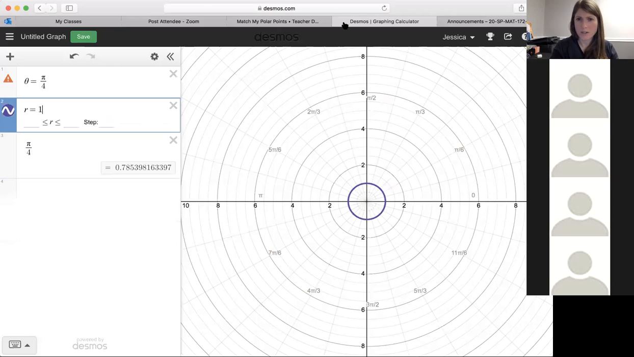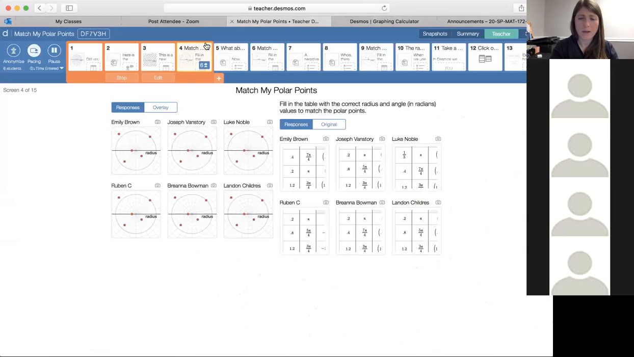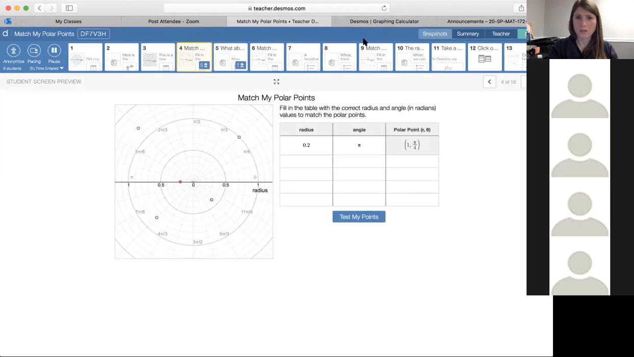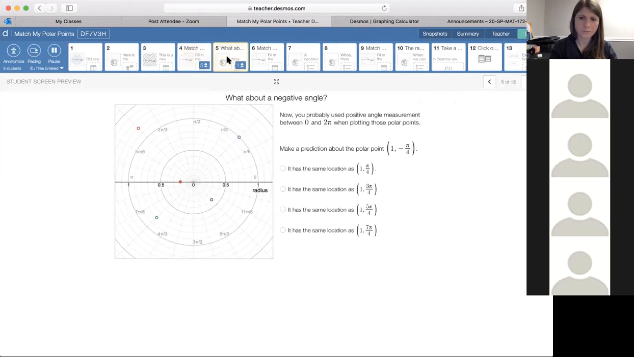So what I want to do is take us back to the match my polar points Desmos activity. If you want to switch back over there, those looked really good, guys. I'm going to stop our pause, and I'm just going to preview a few things that you're going to do in here. So I'm going to switch it over to student view. So you're matching the polar points. We're just going to walk you through some of the things you're doing here.